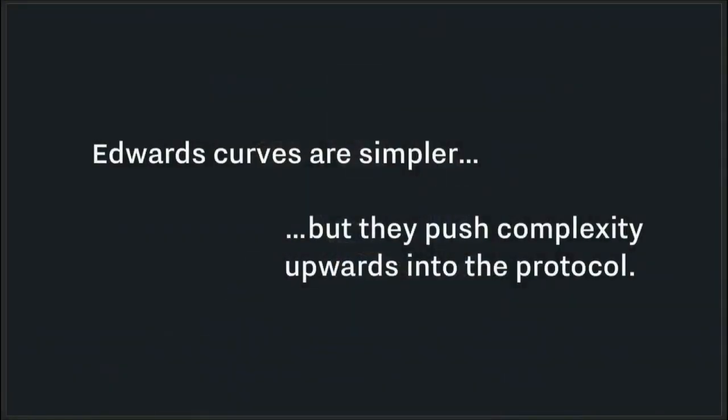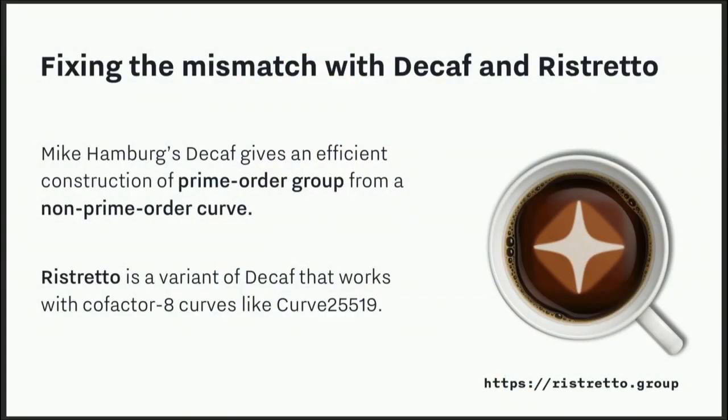And then last year, most seriously, Monero had a problem where, due to insufficient validation, having cofactor 8 meant you could actually spend 8 times. So that's also unfortunate. The lesson here is that Edwards curves are simpler at the level of the curve, but they push all of that complexity upwards into the protocol. So if you're a curve designer, that's great, because you can say, hey, look at my thing, it's so simple, but all of the complexity is not your problem. There's a nice way to fix this mismatch, which is decaf and Ristretto.